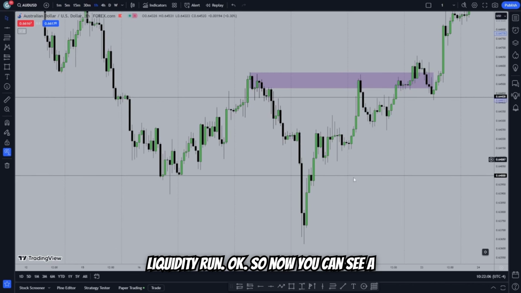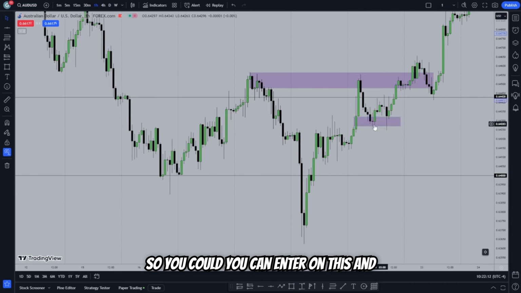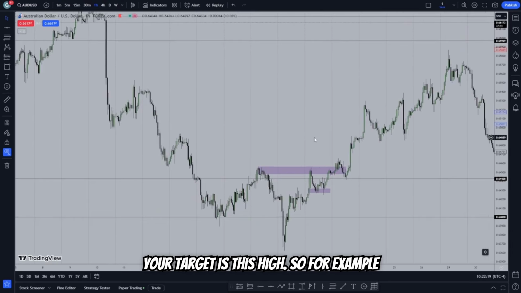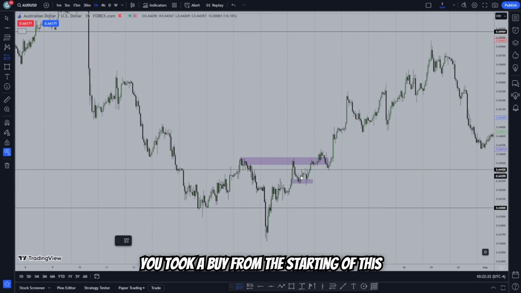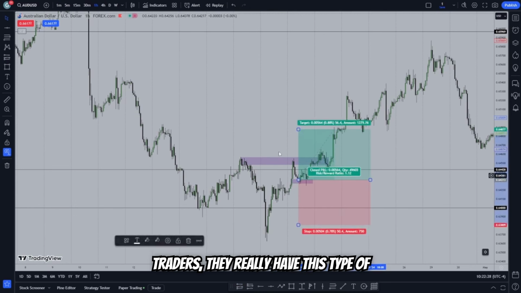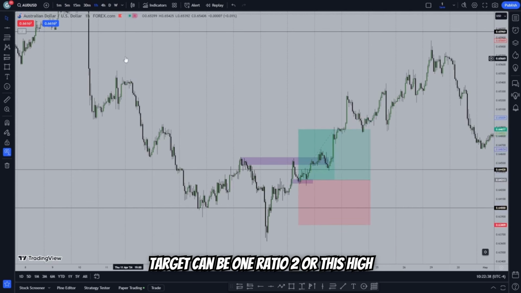Okay, so now you can see a fair value gap over here like this. So you can enter on this and then you can hold the trade for 3 or 4 days. Okay, suppose your target is this high, so for example you took a buy from the starting of this fair value gap and you took a stop loss of 50 pips, and the swing traders really have this type of big stop loss because price can go down to this fair value gap or this fair value gap. Okay, so that's why, and now your target can be 1:2 or this high over here.